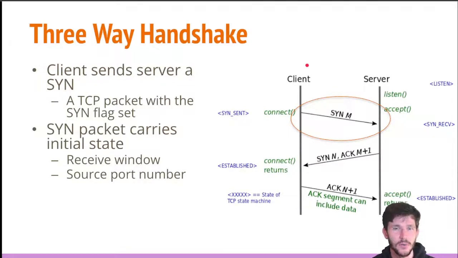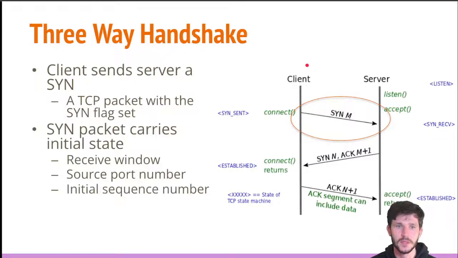A source port number, which tells the server here which process on the client this is. And finally, an initial sequence number. So this is a random number that the client picks to represent byte 0.